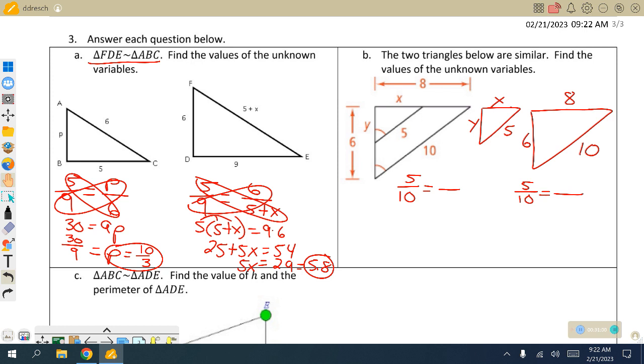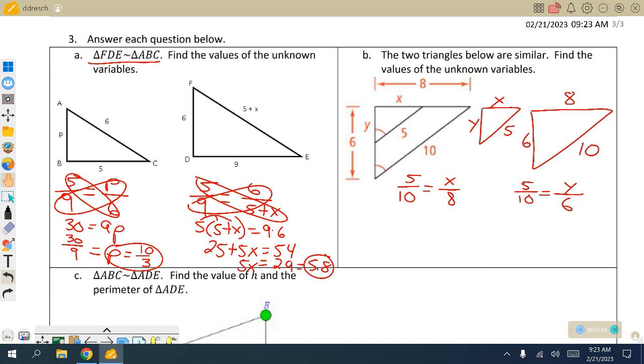x goes where? Numerator, denominator. And what does x correspond to? Okay, for the other variable y, and y corresponds to, so do your cross products. And on this particular one, why do I know this is a right triangle?